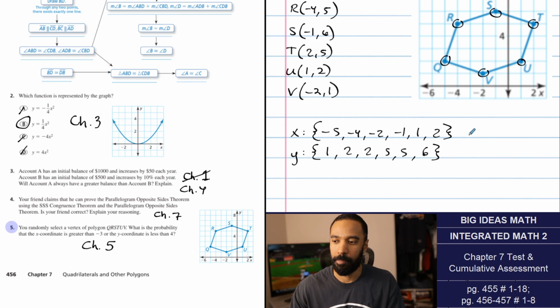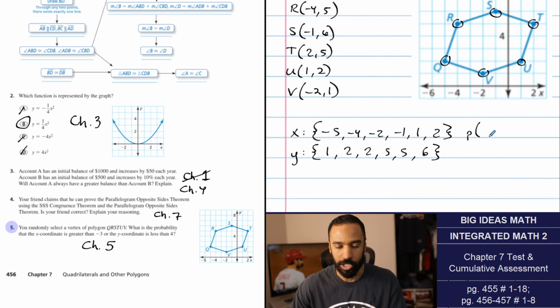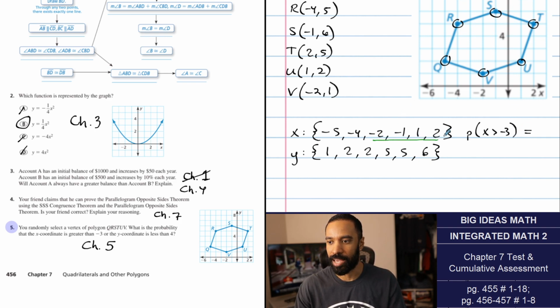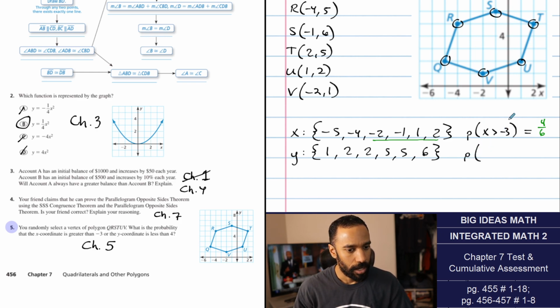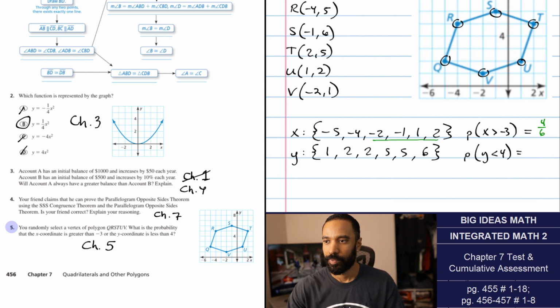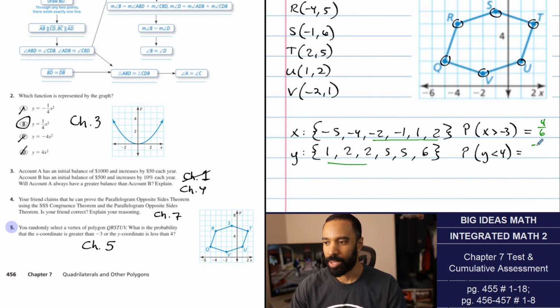So probability that an x coordinate that I select is greater than -3. What are numbers that are greater than -3? These guys. These 4 out of 6 right here. Probability that I select a y that is less than 4. I think these P's are supposed to be capitalized. See, the little things I don't really remember. Probability that a y is less than 4 are these 3. That's 3 out of 6.